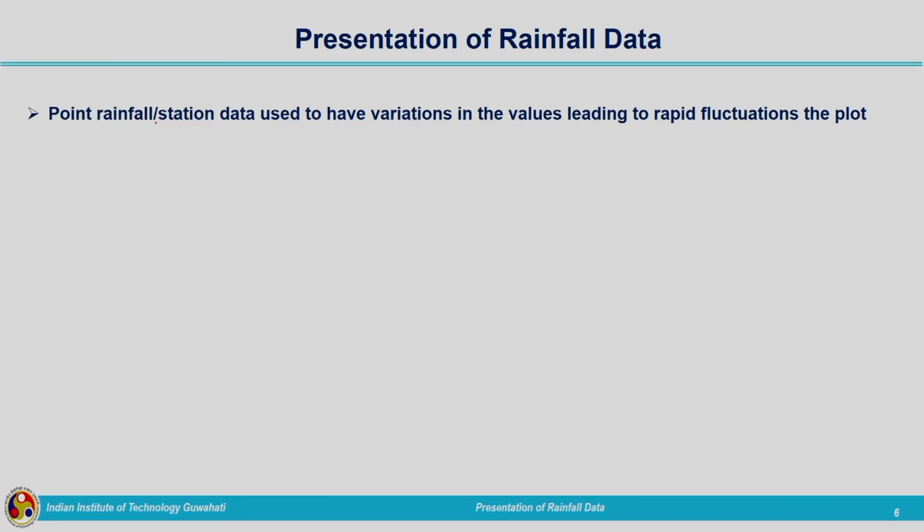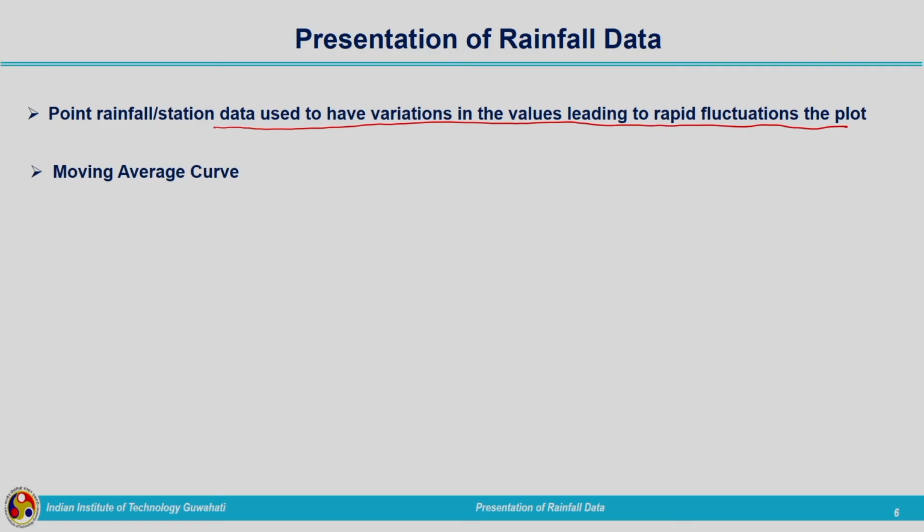So, this is a point rainfall representation or the station representation. This point rainfall or station data used to have variations in the values, leading to rapid fluctuations in the plot. What does it mean? Rainfall value, if you see, sometimes there will not be any rainfall, and during a rainy day itself there will be a lot of fluctuations taking place in the data. Sometimes heavy rainfall will be occurring, sometimes it will be continuously raining. So much fluctuation will be there in the rainfall data. So, when we are looking at the station data, it is difficult to understand because of this fluctuation.